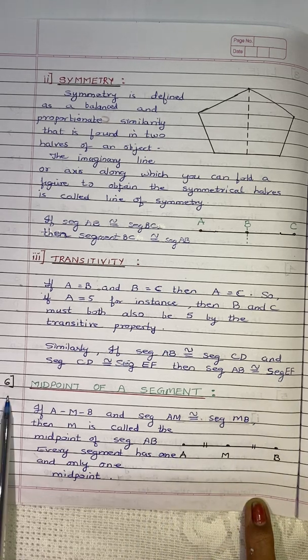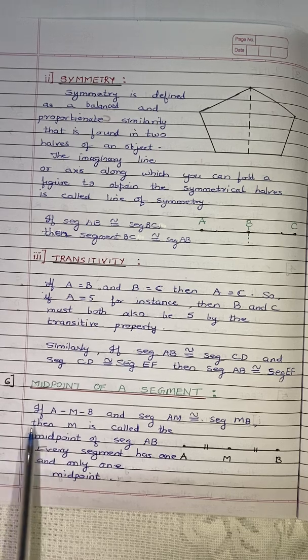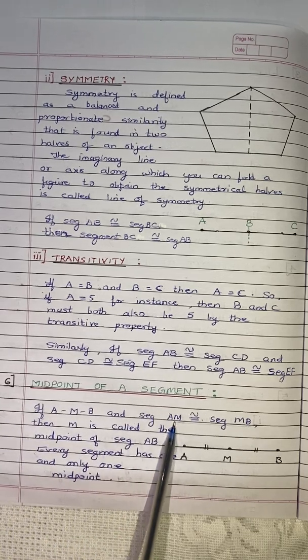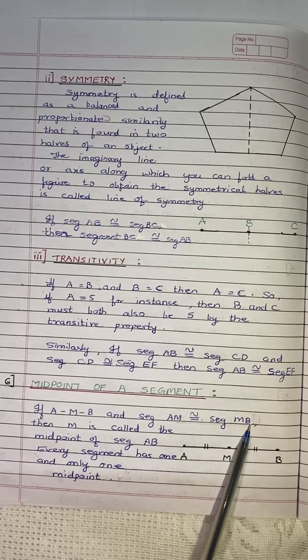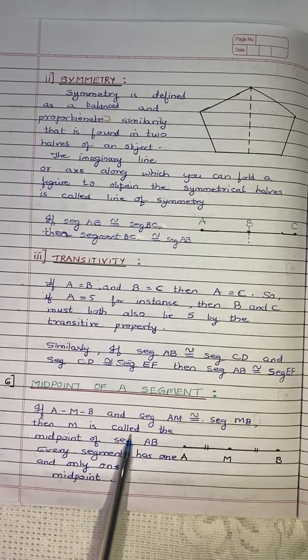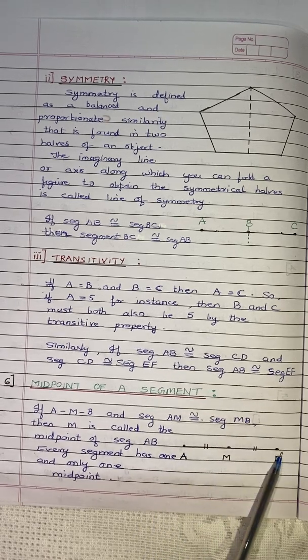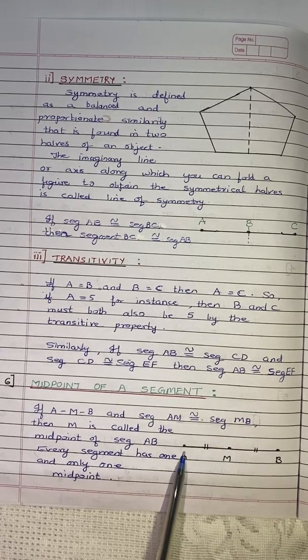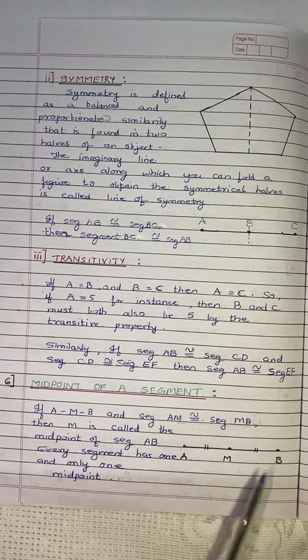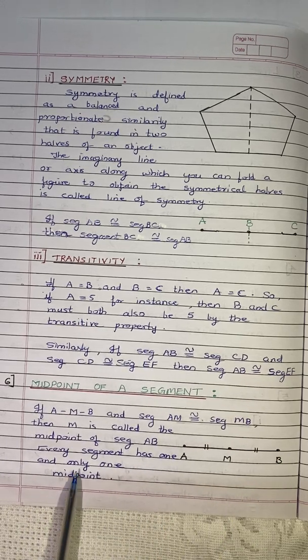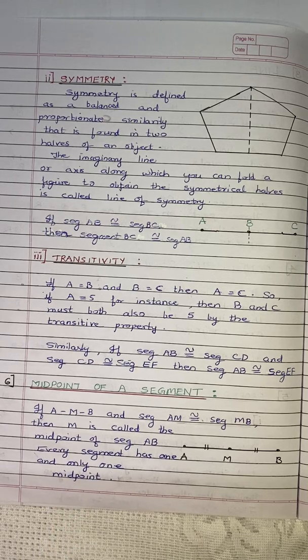Let's come to the sixth part of it, the midpoint of a segment. If A-M-B are points on a segment and segment AM is congruent to segment MB, then M is called the midpoint of segment AB. If you see this segment AB, M is the midpoint of segment AB, meaning AM is equal to MB. Every segment has one and only one midpoint.